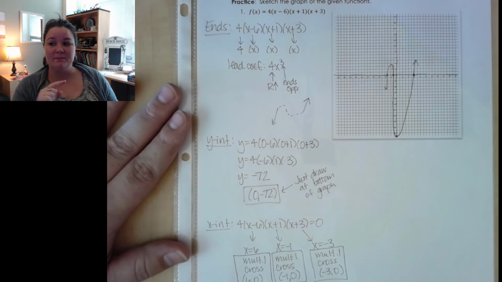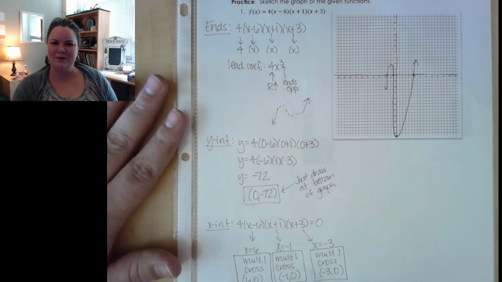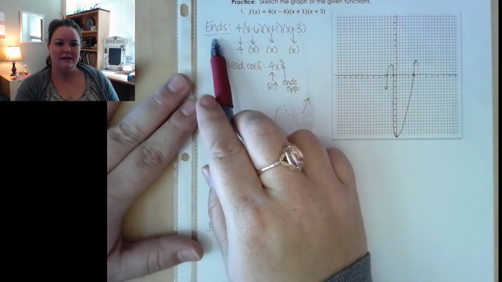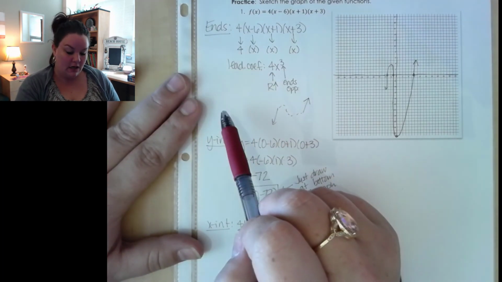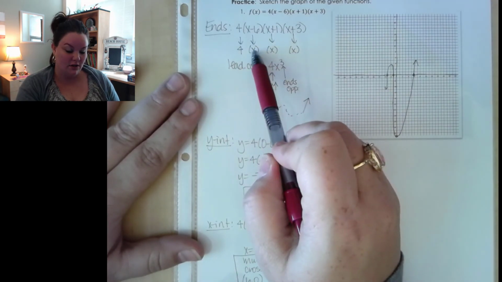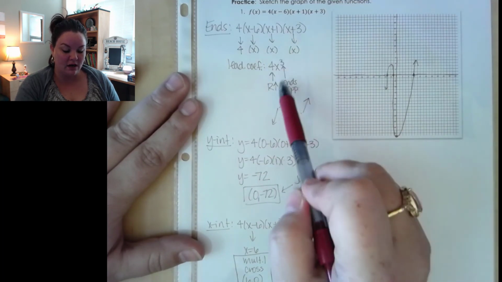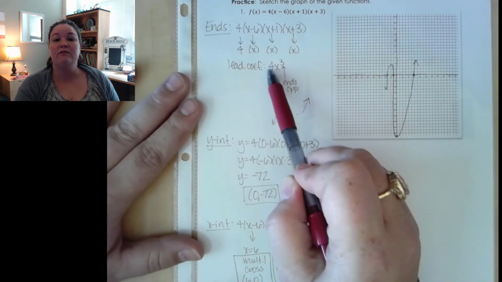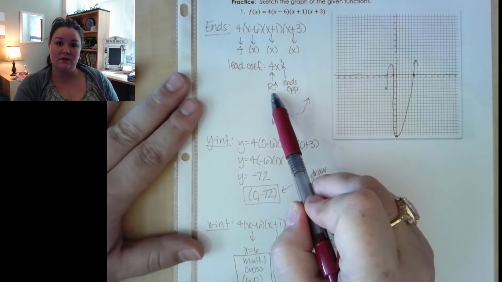As you can see, this one is completely factored for you, which makes it easy to find our zeros, but a little bit harder to determine our end behavior because we have to figure out what our leading term or our leading coefficient would be, right? So we're going to get a 4 from this factor, we're going to get an x from this factor, we're going to get another x from this factor, and another x from this factor, which means that our leading term would be 4x cubed.